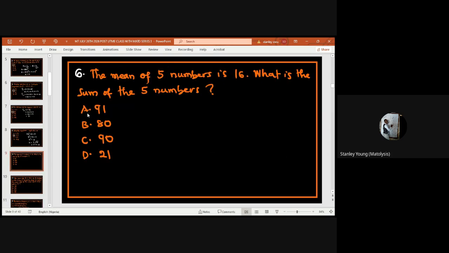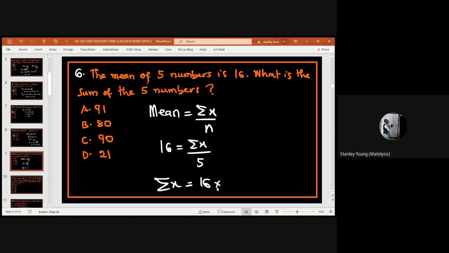Question 6. The mean of 5 numbers is 16. What is the sum of the numbers? As a parent in the exam, just multiply them. That's going to be 80, option B. How? The mean is going to be the summation of the items over the number of items. Since you have 5 items and the mean is 16, the mean is summation x over 5. Cross multiply: summation x equals 16 times 5, and that's going to be 80. Option B.